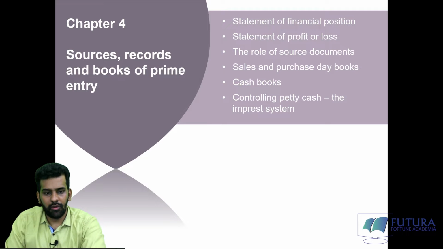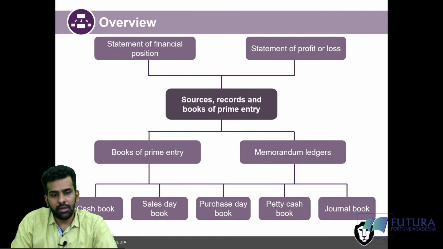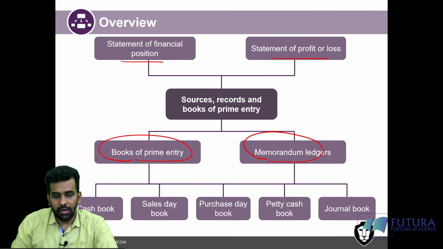Chapter 4 of the financial accounting subject is all about sources, records, and books of prime entry. In this chapter, we are going to learn about statement of financial position, statement of profit or loss, the books of prime entry, and the memorandum ledgers. We will be learning also about cash book, sales day book, purchase day book, petty cash book, and the journal book.